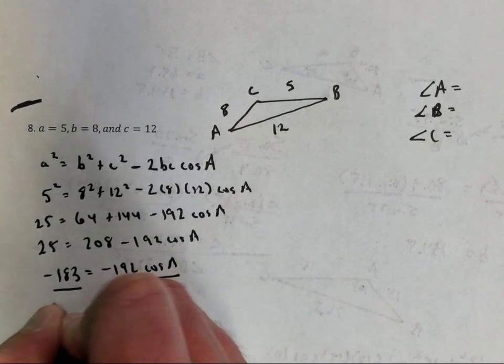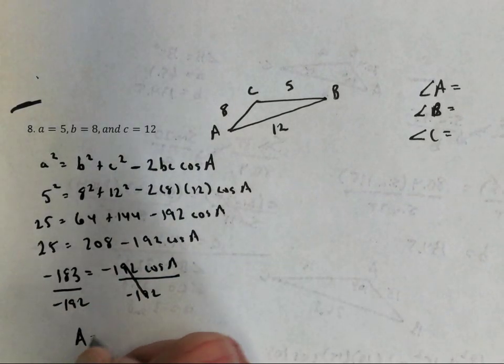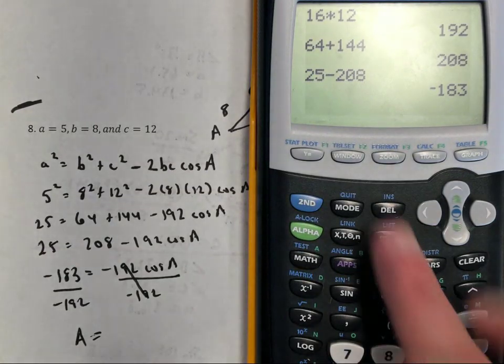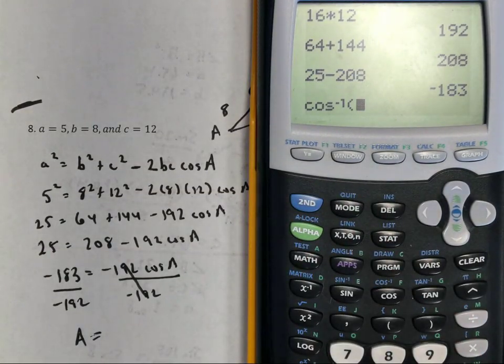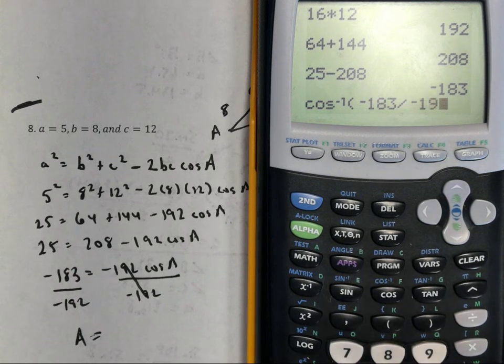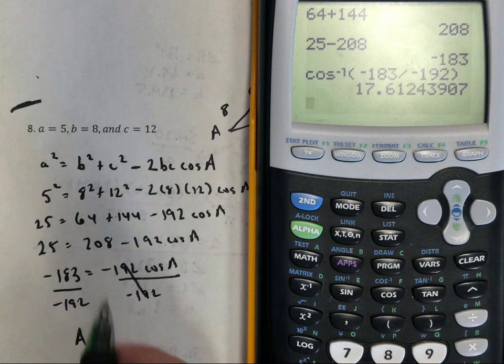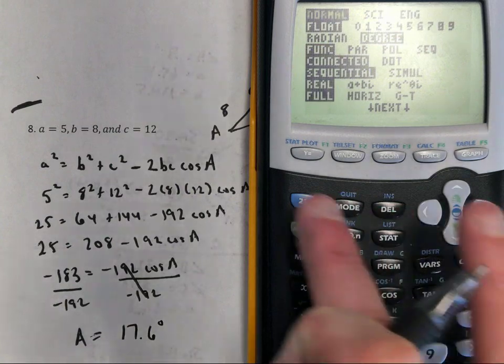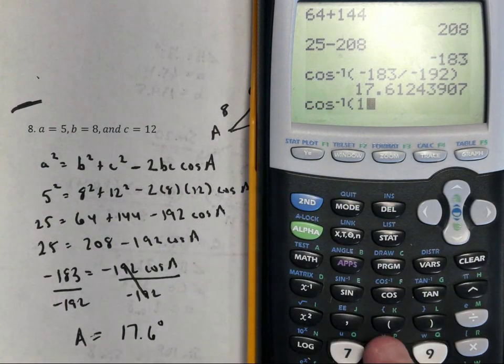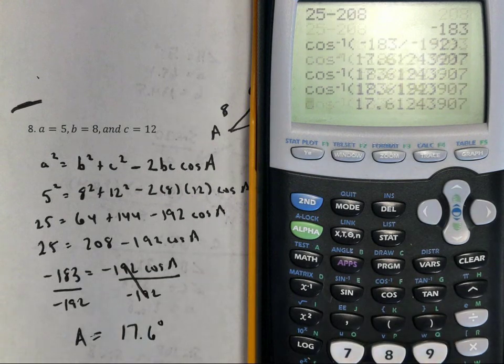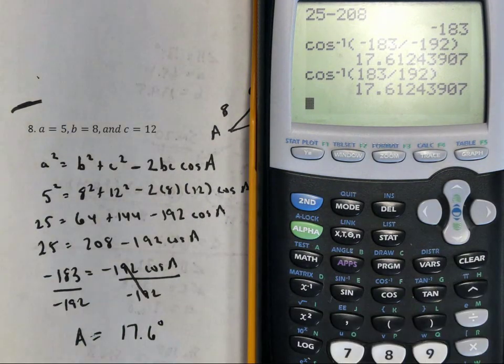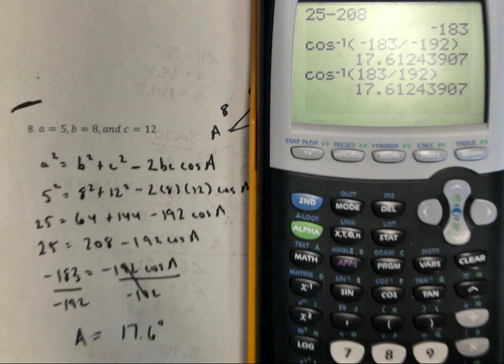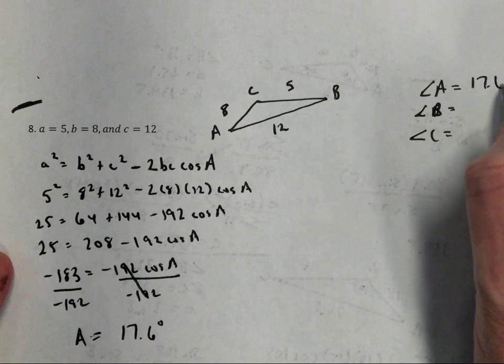Then divide both sides by negative 192. And what I would do, guys, is I would straight up type this in here. Second cosine, because you're looking for an angle, negative 183 divided by negative 192. And I get angle A is 17.6 degrees. So I'm going to put 17.6 degrees.